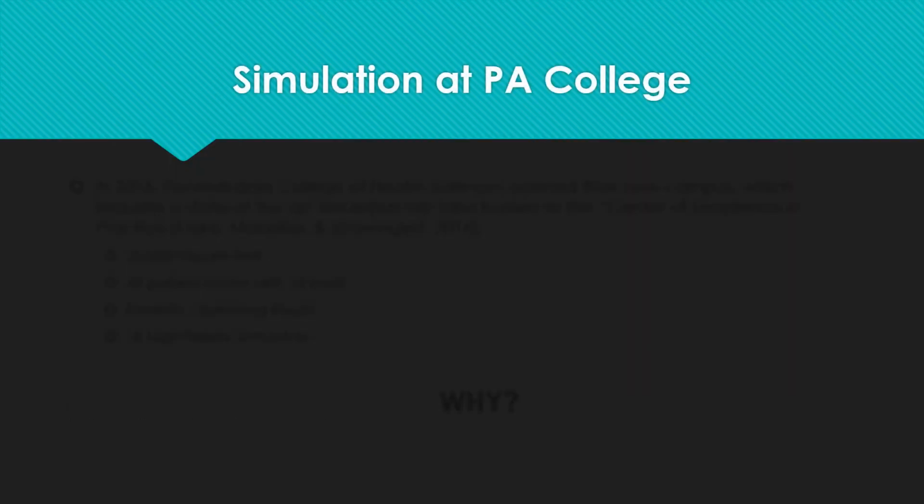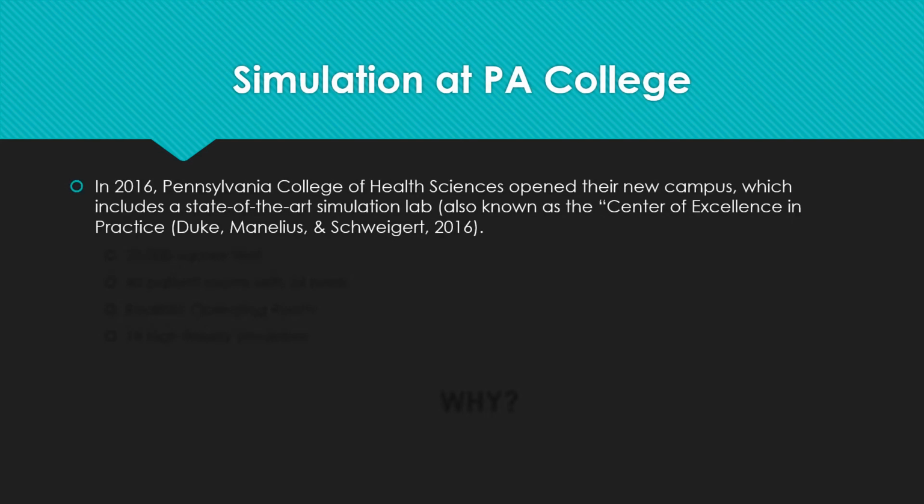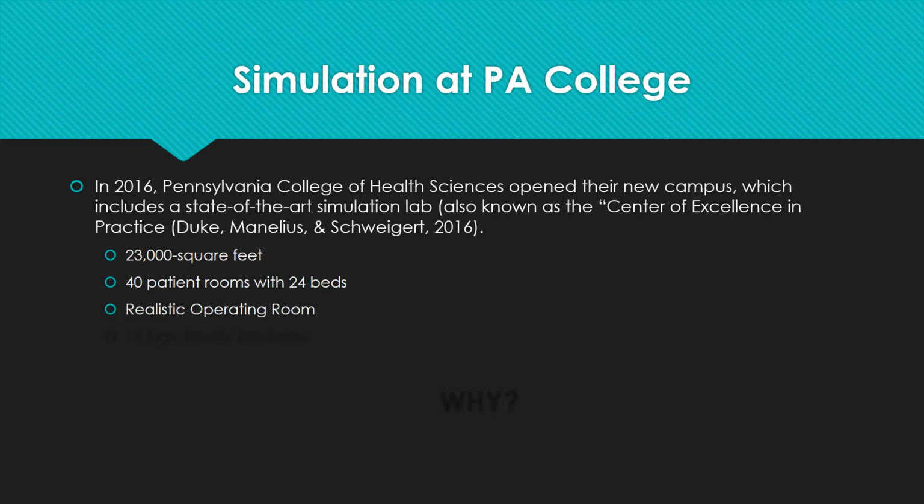In 2016, Pennsylvania College of Health Sciences opened their brand new campus. Within the campus, the 23,000 square foot Center for Excellence in Practice can be found. This impressive simulation lab contains 40 patient rooms with 24 beds, a realistic operative suite complete with diagnostic imaging equipment, and 18 high-fidelity simulators.